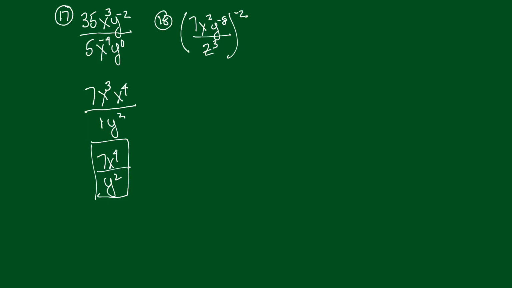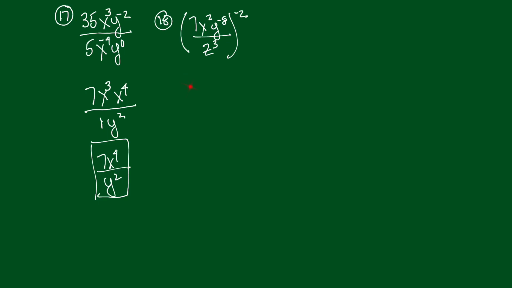Now in this number 18, I've got a negative exponent, but what's inside the parentheses? It's all multiplication division. So here's how I'm going to do this one. There are several ways to do it, but here's how I'm going to do this. I'm going to take this negative 2 exponent and I'm going to distribute it to every one of these factors, right? Negative 2, bring it over to 7, bring it to the x squared, bring it to the y to the negative 8, and take it down here to this one, the z cubed.